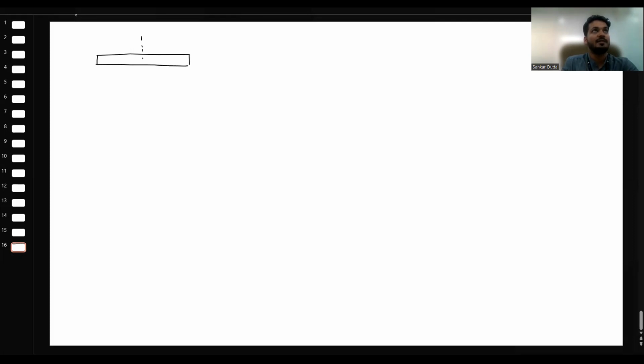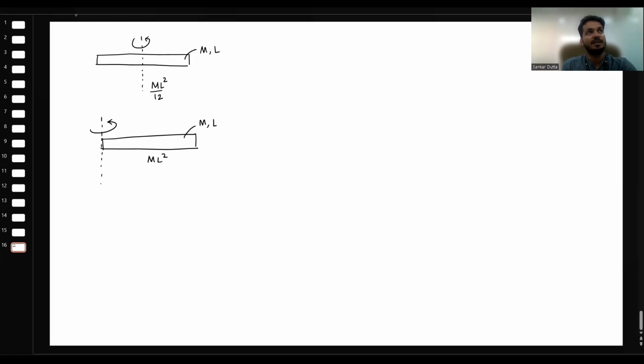If you have a rod of mass m and length l, and it's rotating about its center, then the moment of inertia is ml square by 12. The same rod, if you hold it by fixing one end instead of the center and then rotate it, what is the moment of inertia if the mass is m and length is l? It will be ml square by 3.